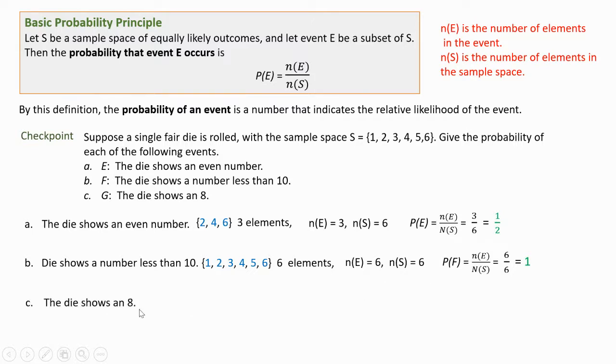The die shows an 8. Right, none. There are 0 elements that are 8, because it's only 1 through 6. So N of E is 0, and N of S is the same as before, which is 6. So the probability will be 0 over 6, which is equal to 0. So there's no way it's going to happen. That's what that means.